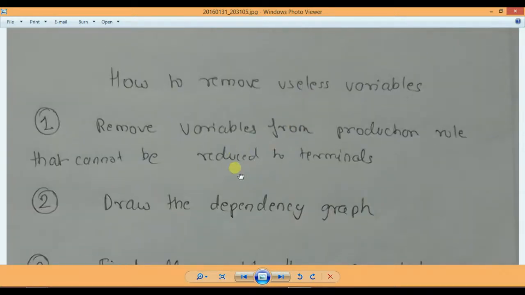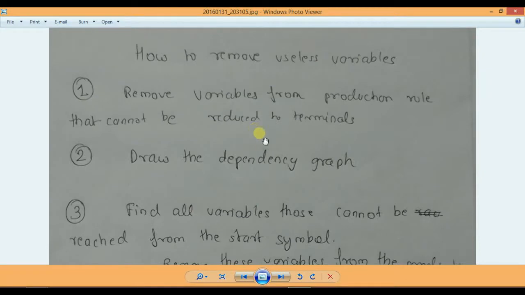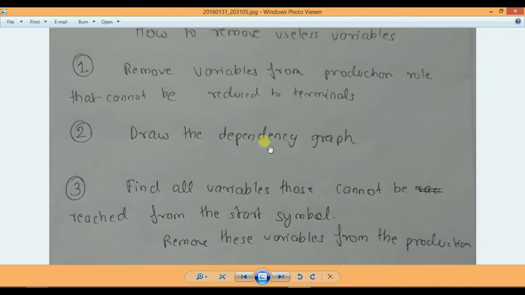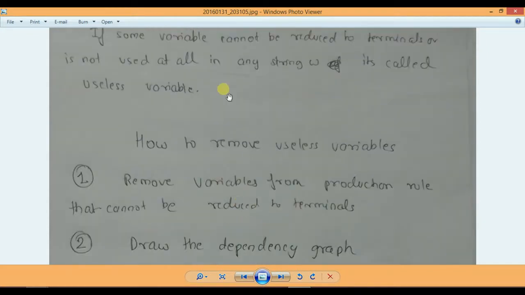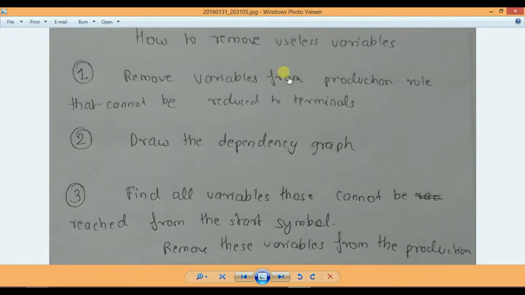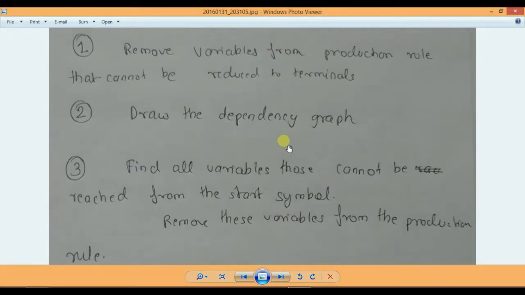How to remove the useless variables? Let's read this first, and we shall move to an example and you shall understand better. Remove the variables from the production rule that cannot be reduced to terminals. Those variables which cannot be reduced to terminals, that is the first part of this sentence. Remove them from the production rule and rewrite the production rule without them.